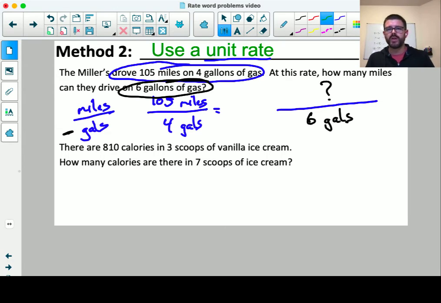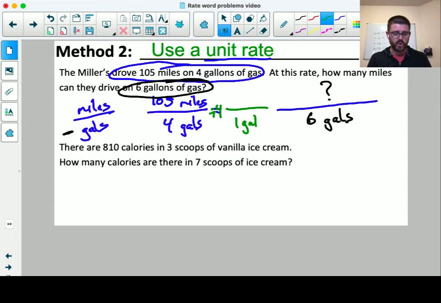Think back to ratio tables. When in doubt, go to a 1. Basically, we're going to turn this into a unit rate. We're going to find out how much for 1 gallon, because then I can very easily turn a 1 into a 6. So remember, to turn into a unit rate, we're always going to divide by our denominator.